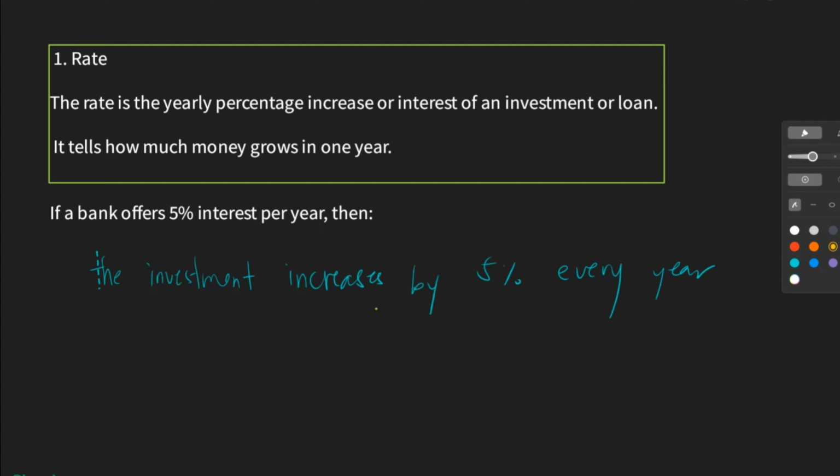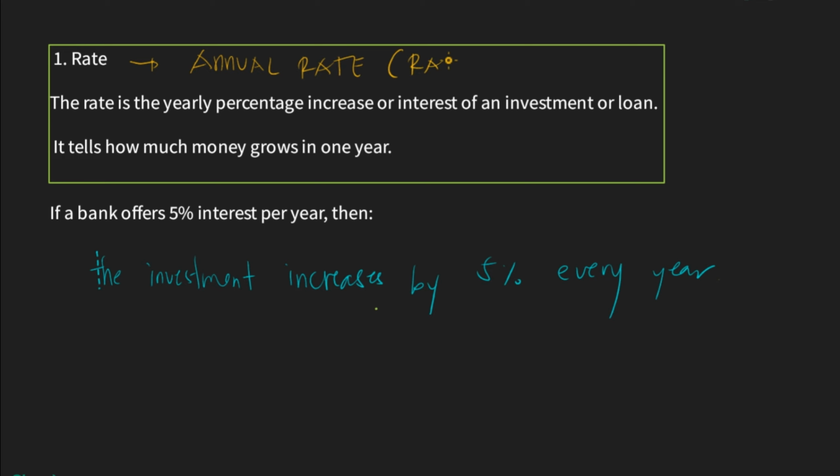So, in other words, in layman's terms, your rate is the annual rate, meaning rate per year. Again, when we say rate, it is the yearly percentage increase or interest of an investment or loan. That is your annual rate. We are talking about the yearly rate. Okay, now let's move on.